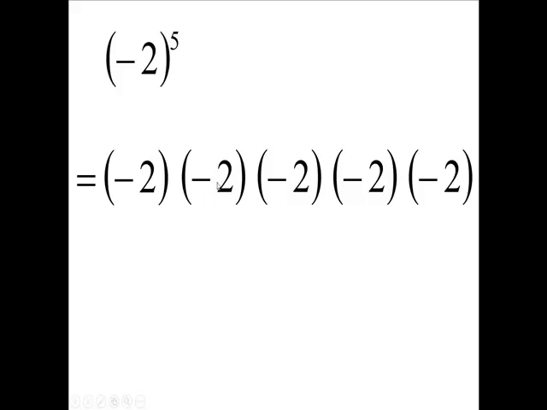What's 2 times 2? 4. 4 times 2? Don't say 6. Start over again. 2 times 2 is 4. 4 times 2 is 8. 8 times 2, 16. And if you double 16, you get 32. With 5 negatives, we have 1 negative, and there it is. That's my 1 negative. Okay?